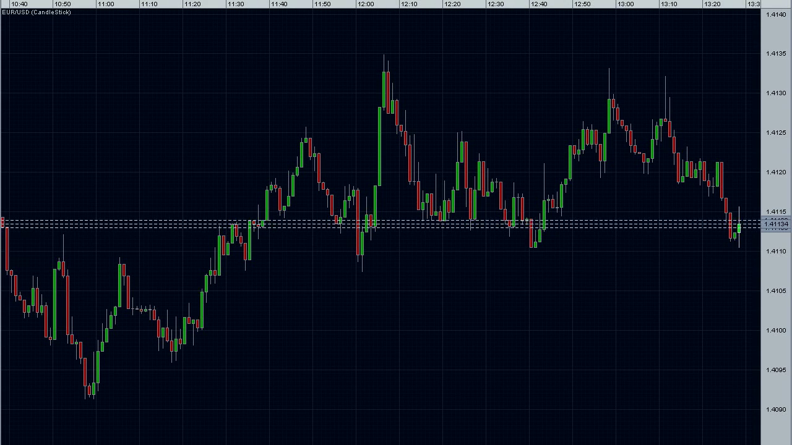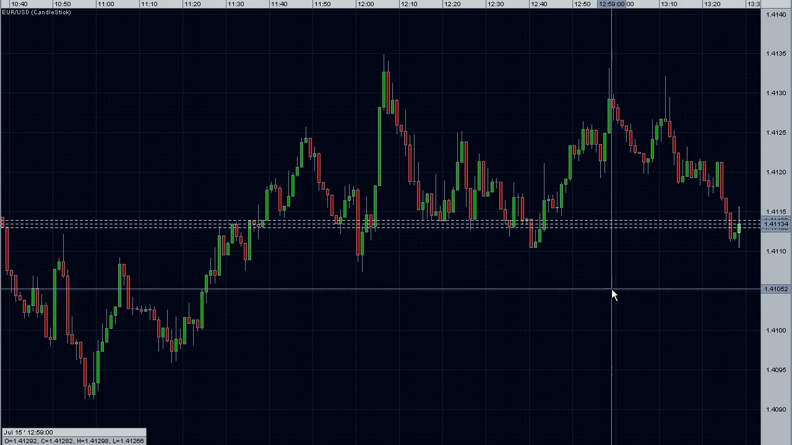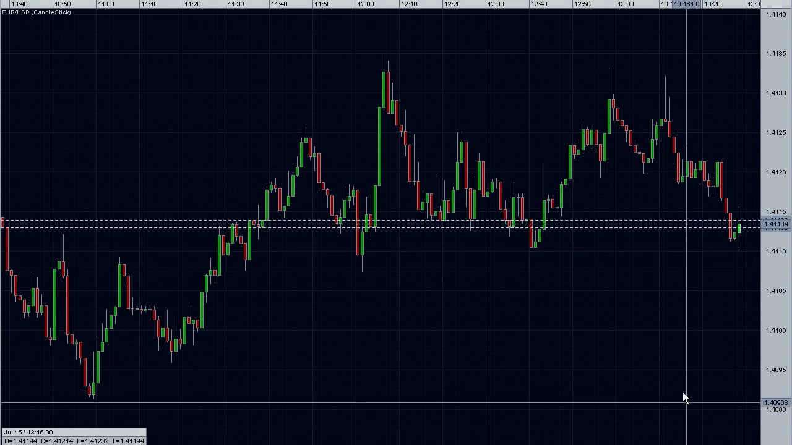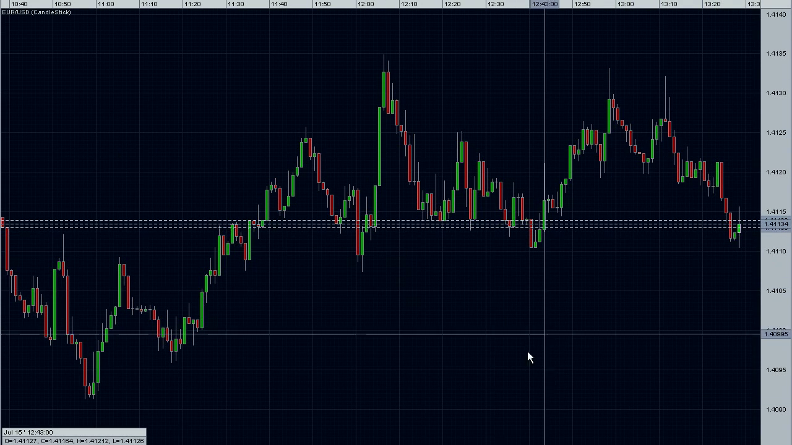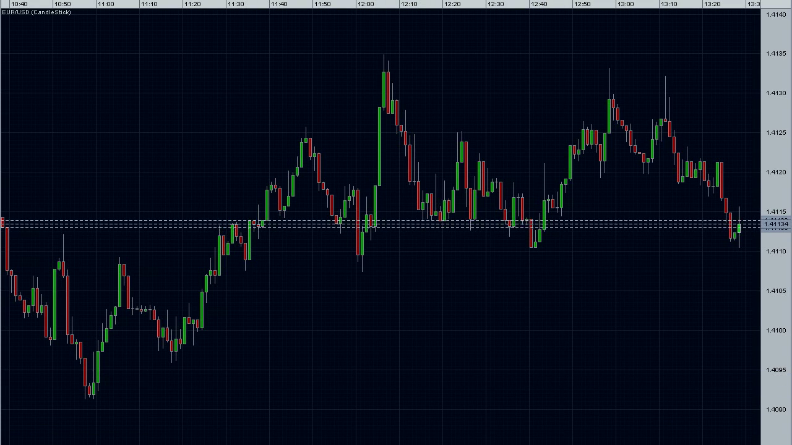Okay, here's part two where I show you how I do my resistance and support levels. What I usually start out with is the Euro Dollar on the 1 minute chart.